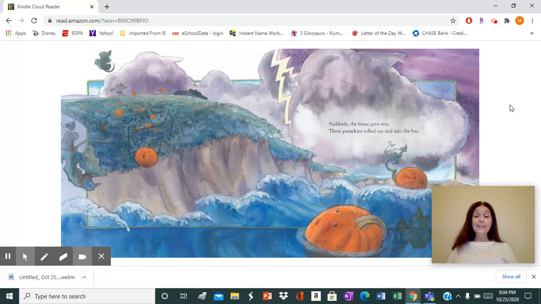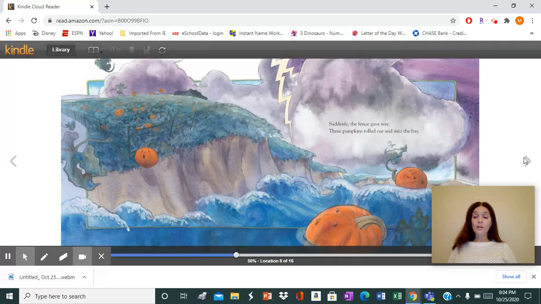Suddenly, the fence gave way. Three pumpkins rolled out into the bay. Oh, there's the broken fence. And the pumpkins fell in the water. Uh-oh.